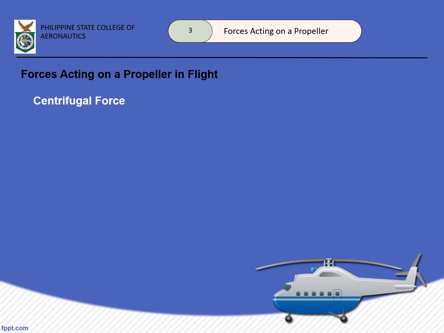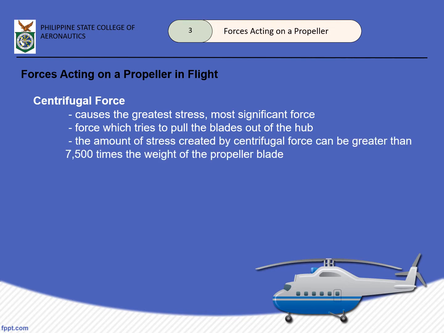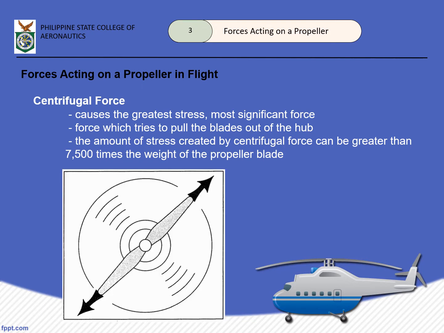Now, the next force is called centrifugal force. So, it causes the greatest stress, this is the most significant force. Force which tries to pull the blades out of the hub. The amount of stress created by centrifugal force can be greater than 7,500 times the weight of the propeller blade. So, that's how significant it is. So, this is a picture that represents centrifugal force.